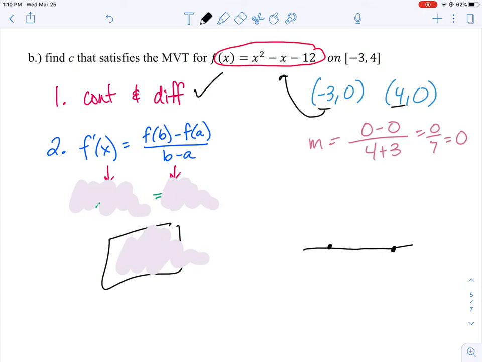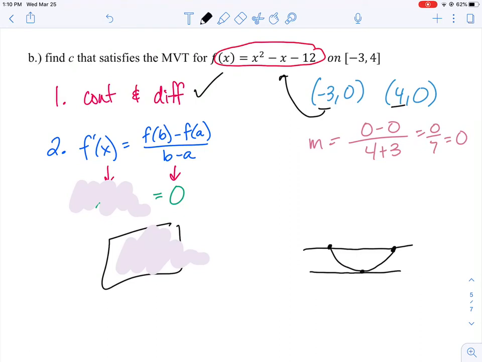So imagine what that would look like. I know that I have two endpoints, one over here, and the slope actually happens to be 0. So I actually have a horizontal line. At some point along that interval, I have a function, or maybe it's not an upside down parabola, maybe it's a parabola that opens up, but at some point, doesn't this parabola also have a horizontal tangent? The average rate of change is the same as the instantaneous rate of change.